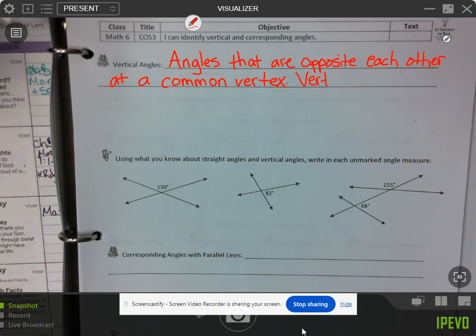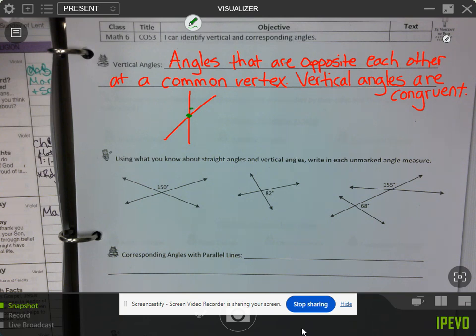Vertical angles are congruent. What does it mean to be congruent? Anybody have a guess of what it means to be congruent? We already know they're across from each other at that common vertex. So let's look at what that would look like. If I have a line here and a line here, this is my common vertex. All those angles are sharing the same point.